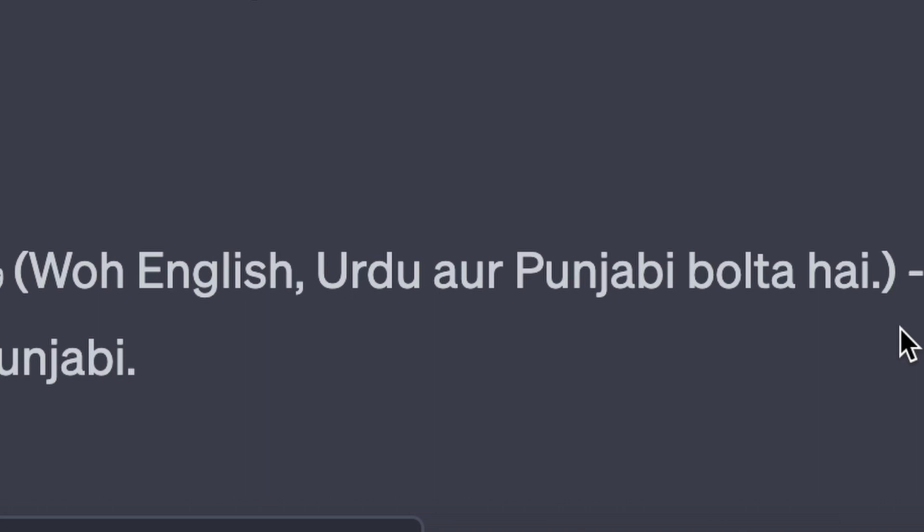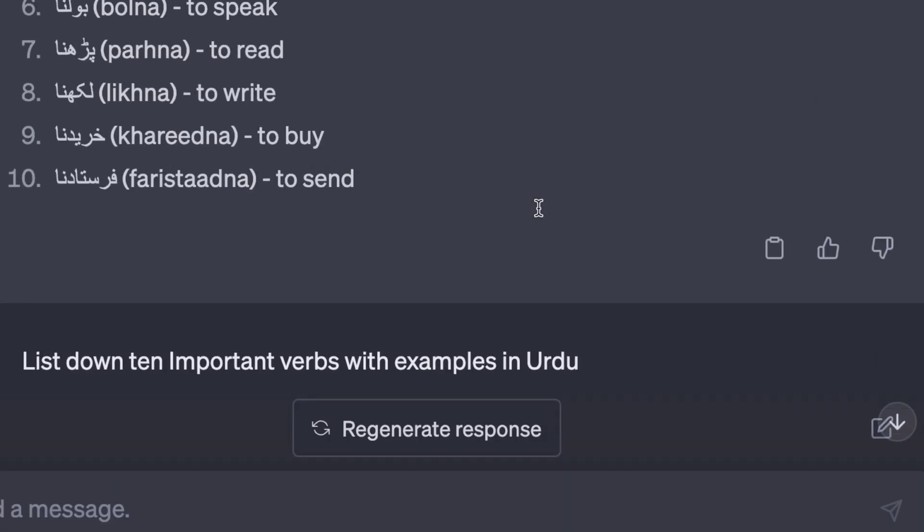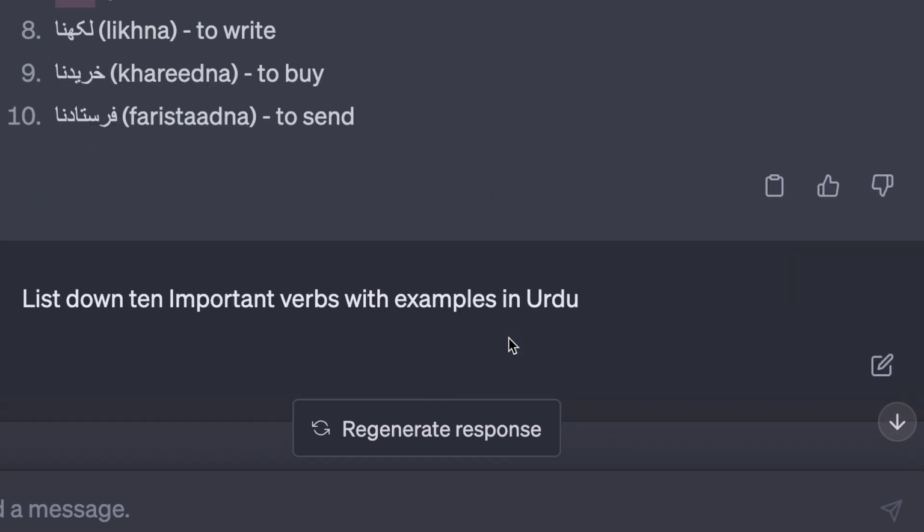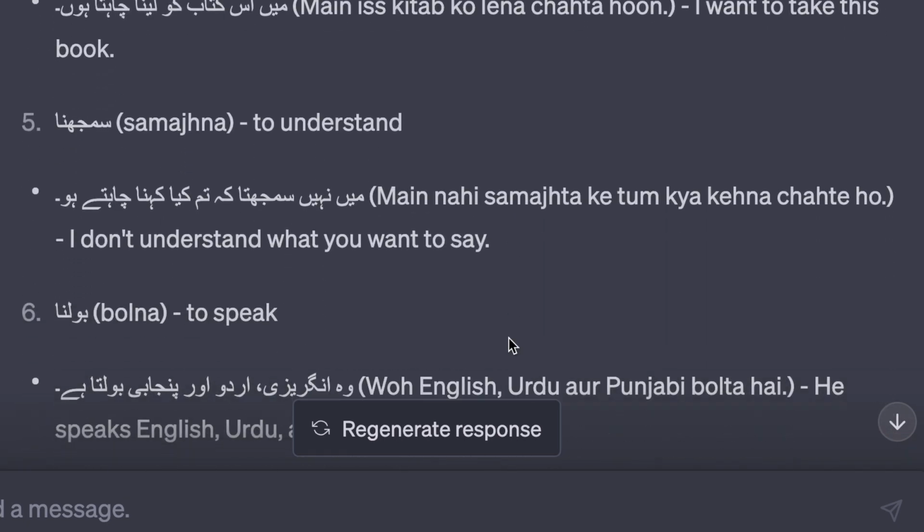He speaks. Now we're going to go to the next verb, which is Padhna. Padhna is to read, right? The ra sound is a bit different from the normal ra. So it's padhna, padhna. It's a mixture of d and r.